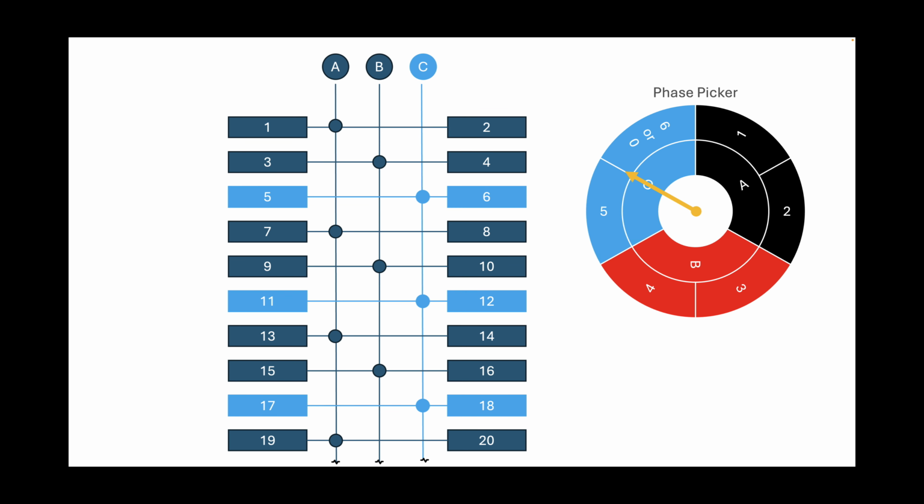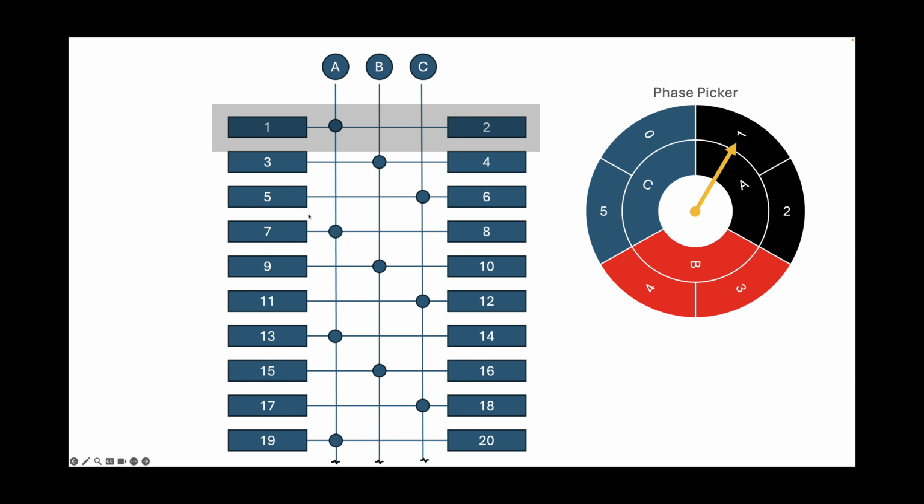5 and 6 are on C phase, as are 11 and 12, 17 and 18, on and on. Notice that 6, 12, 18 are all multiples of 6. If you know your 6 multiplication table and have some fingers, you can work out your own system. But we're going to keep it all consistent and work with a calculator so we don't have to memorize and potentially misremember something.